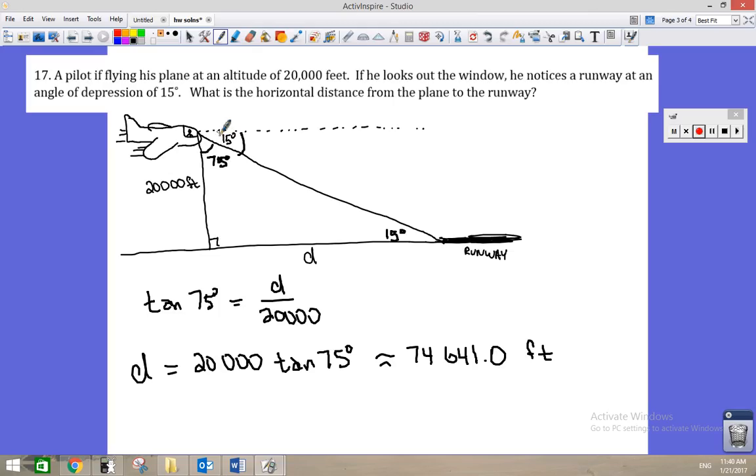So quite a distance from the runway. But he's only tilting his head just a little bit. If he had to tilt his head a lot, some 60, 80 degrees, he's right over the top of it. So even though he's far away, he needs to start his descent kind of slowly. All right, so I hope that helps.